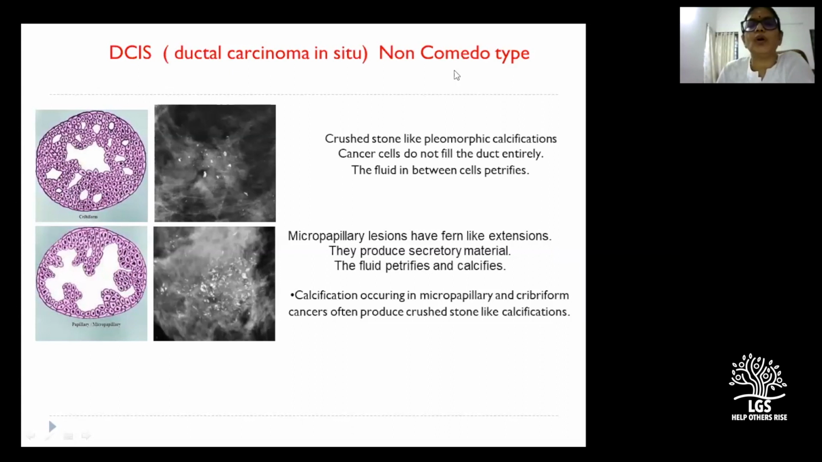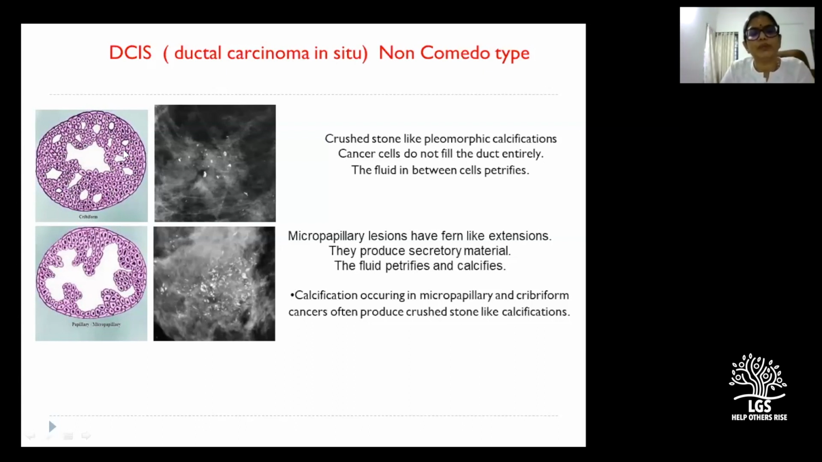Another type, non-comedo type of DCIS, is again where the tumor grows within the duct. In this, the necrosis happens patchily, not only in the center of the duct, but patchy, and the tumor cells also do not grow in a very organized fashion. It's very haphazard, and it does not fill the duct entirely. This also can secrete fluid. The cells lining the duct are secretory in nature, and the tumor cells also can secrete.